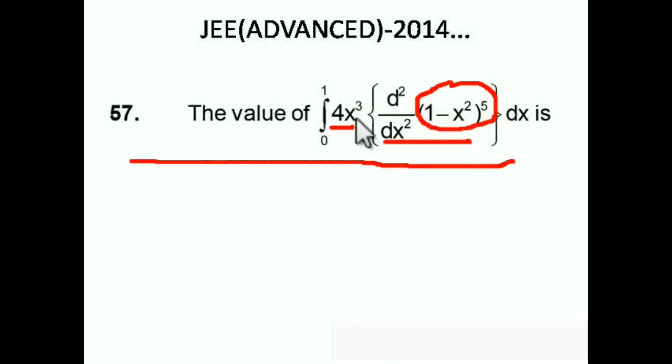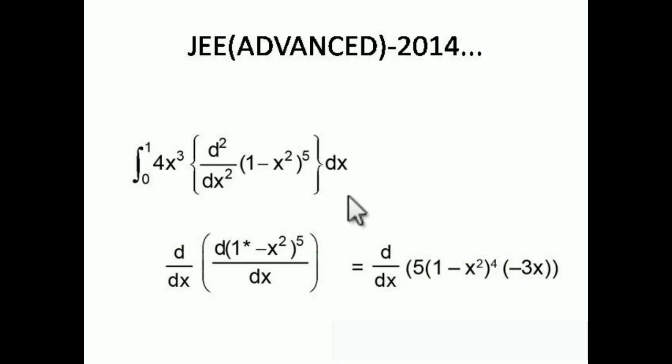It's somewhat of a lengthy method, but it's a safe method, and the UV rule is a short method, but it's not safe. It's better to be safe than short. Okay, so let's do that. Integration from 0 to 1 of 4x cube d2 by dx square of (1 minus x square) raised to 5.